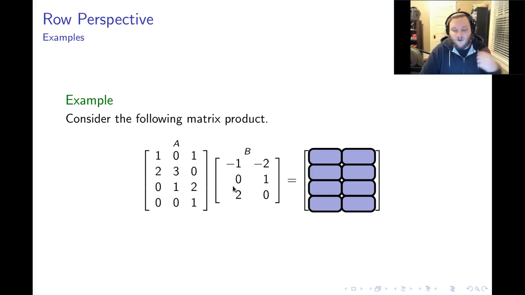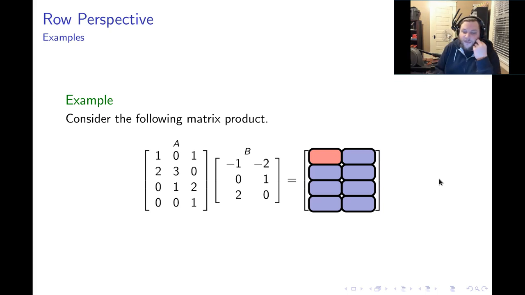When we do multiply these matrices together, the resulting matrix will have 4 rows because this matrix A on the left here has 4 rows. And it will have 2 columns because this matrix B on the right has 2 columns. So the row perspective on this multiplication says we can now go through and calculate each one of these 8 entries in the product individually by taking inner products.